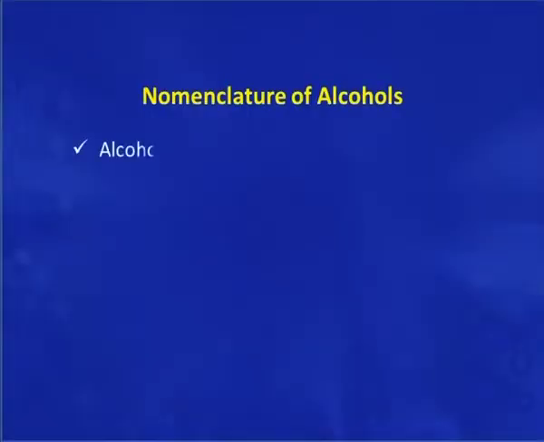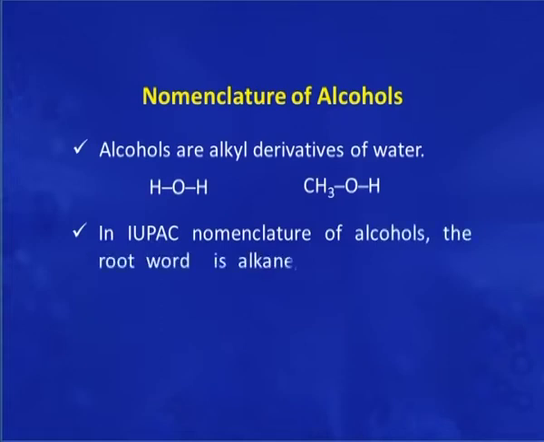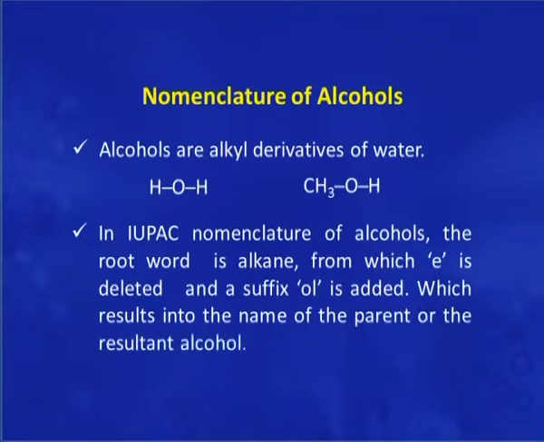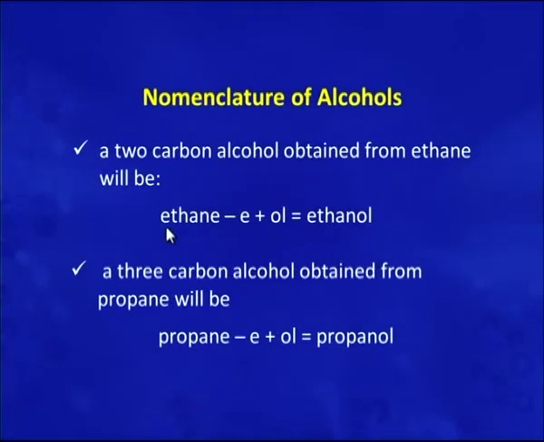We will now discuss the nomenclature of alcohols. Alcohols, you see, are the alkyl derivatives of water. If you replace a hydrogen of water by an alkyl group, alcohol results. In case of IUPAC nomenclature of alcohols, the root word is alkane, from which E is deleted and a suffix OL is added, which results in the name of the parent or the resultant alcohol. In case of ethanol, if I delete E from ethane and add OL, it becomes ethanol, or we can say a 2-carbon alcohol is named as ethanol.